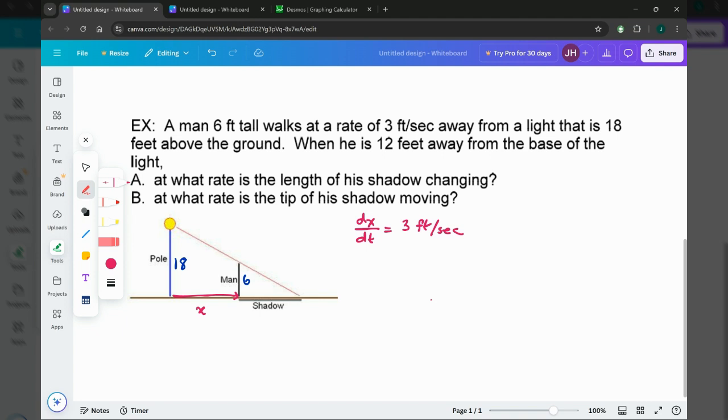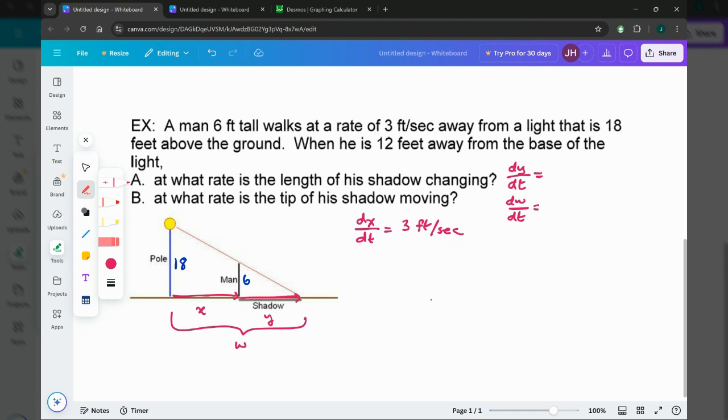Now, just to stay consistent with my variables, I'm going to call the length of his shadow, and I don't like to use S because it looks too much like my fives, I'm going to call the length of his shadow y. And I'm going to call the distance all the way from the light to the tip of his shadow W, because my Z's look too much like 2's. So this is all the information I have so far. What's the rate at which the length of his shadow is changing? The length of his shadow is y, so the rate at which his shadow is changing is dy/dt. That's what I need to find in part A. The rate at which the tip of his shadow is moving, well, the length to the tip of his shadow is W, so dw/dt would be the rate of the tip of his shadow.